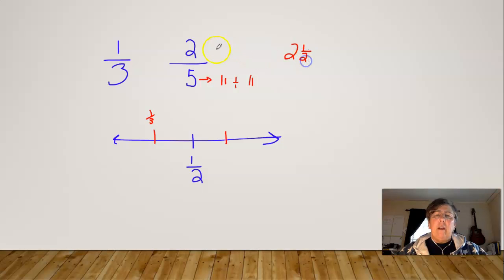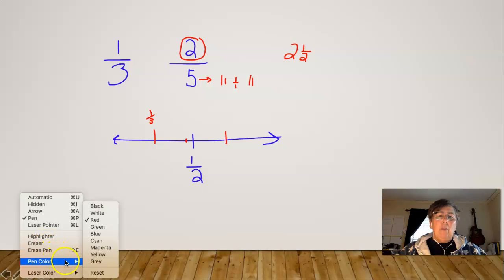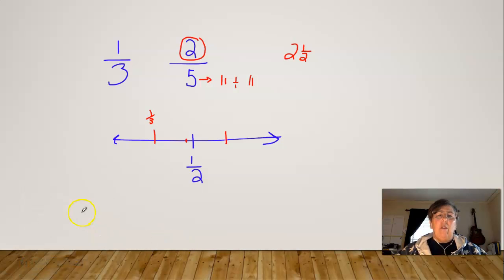And look at my numerator. My numerator is 2. So this one is just a little bit under a half, just right there. So I could visualize it. But sometimes it doesn't seem like that's the best way to do it. So let me change this back to blue. And let's do it another way.